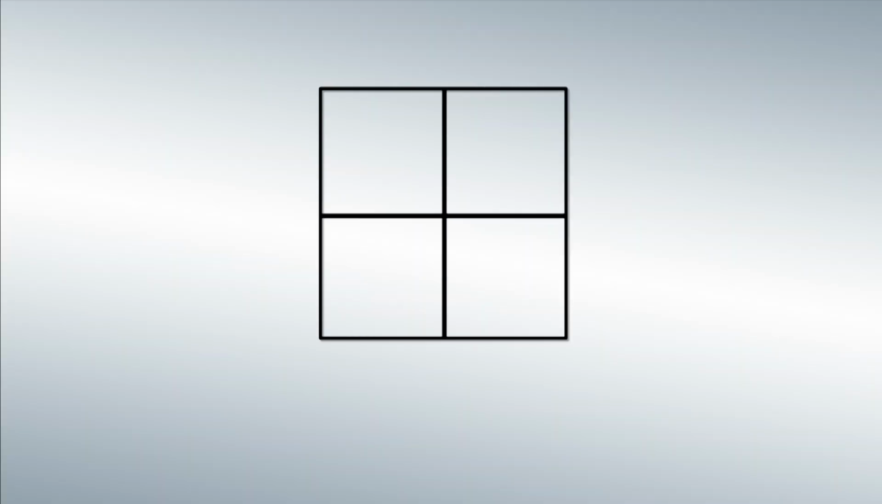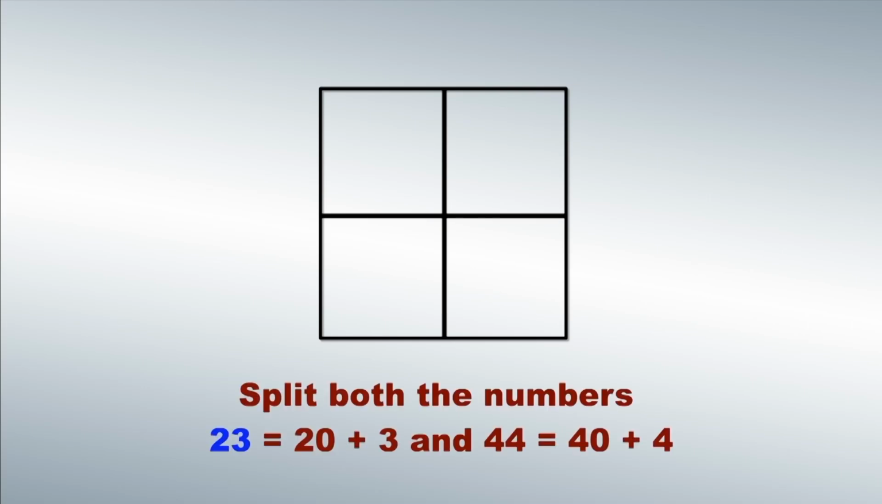Step 1. Create a square shape with 4 boxes. Step 2. Split both the numbers: 23 equals 20 plus 3, and 44 equals 40 plus 4. Step 3. Now write the multiplicands 20 and 3 on the upper side of the square and 40 and 4 on the left side of the square.